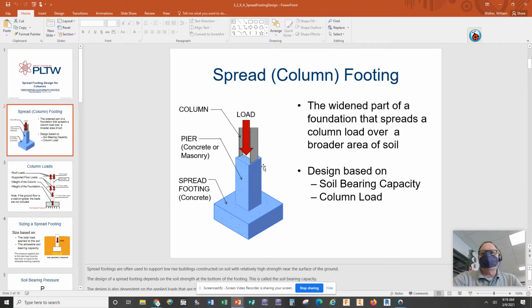Most of your commercial buildings are going to come down with a column. The load's going to come down the column and it's going to have to rest on a footpad. And this is called a spread footing. And the goal here is to make this pad big enough so that it will hold the weight that's coming down on it, and also considering what the ground underneath it is like.